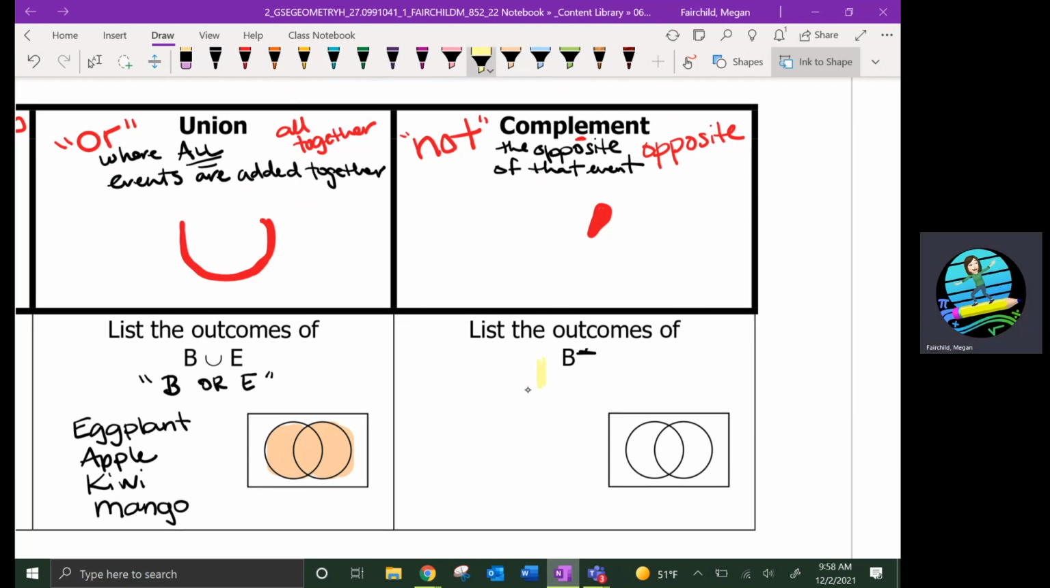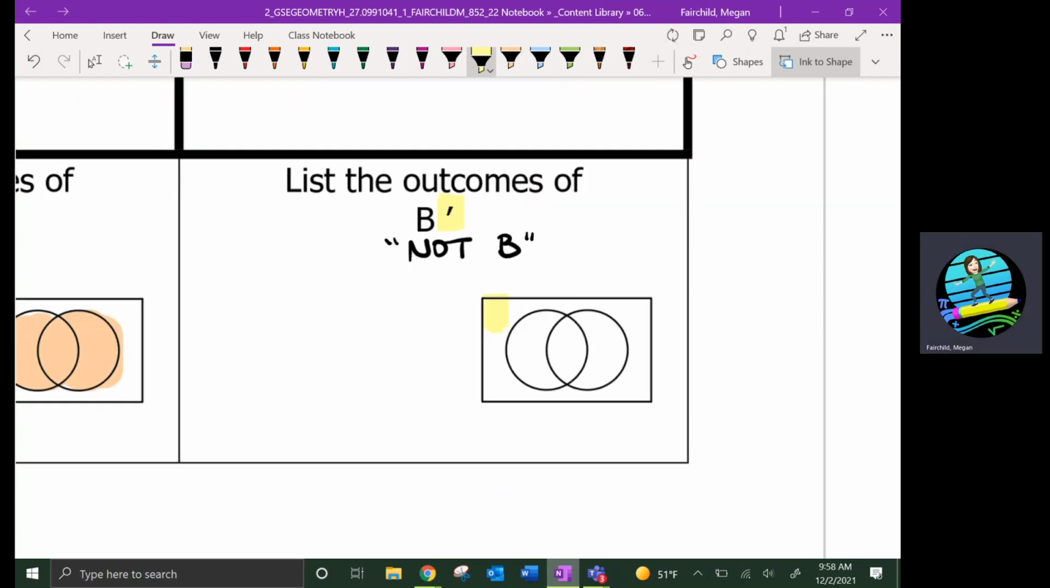So you read the apostrophe first, right? As not. So this would be not B. So what is not B? Let's shade that on the drawing. So everything that's B, I think it was the first circle. So we're going to shade everything that's not B. So basically the opposite of B. And I promise you, if you can get good at this shading thing, it will help you so much with these questions.